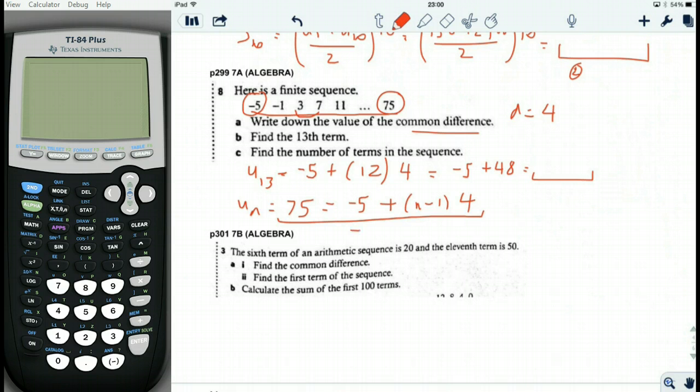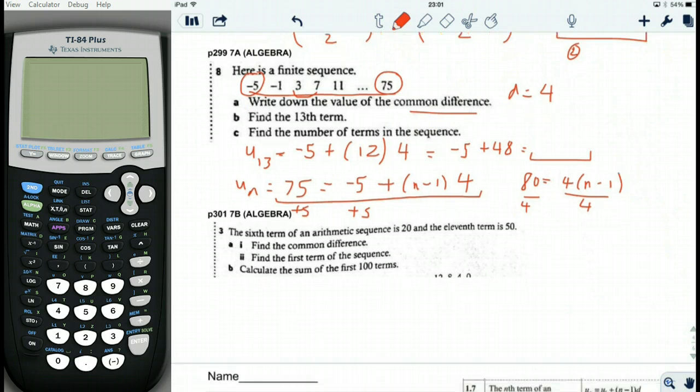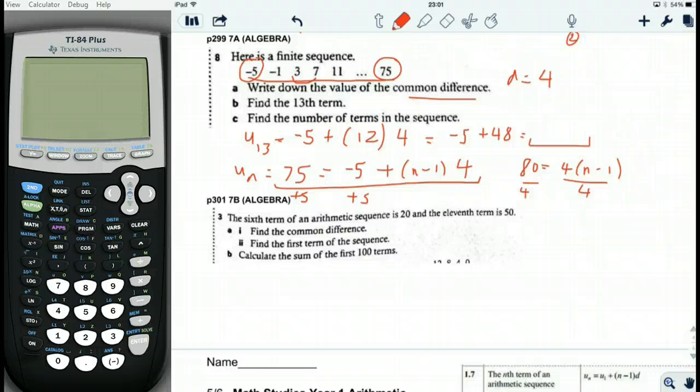Now, the first thing we're going to do is add 5 to both sides to get rid of that 5, and we get 80 equals 4 times n minus 1. Then we divide both sides by 4, and then we get 20 equals n minus 1, and then you're already there, right? So n is the number of terms in the entire sequence from -5 to 75.